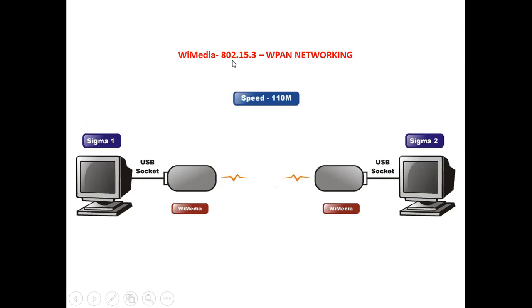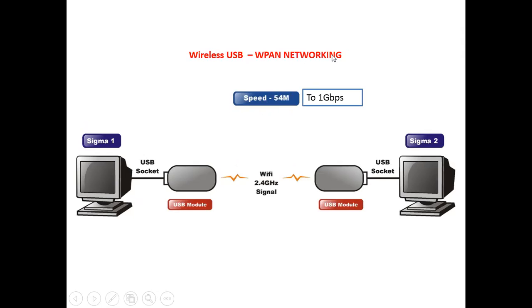Then you have Y-Media 802.15.3 WPAN networking. So you can achieve a speed up to 110 Mbps. So Y-Media trans receiver modules are available, and accordingly you can communicate. Then wireless USB WPAN networking. So speed is achieved from 54 Mbps to 1 Gbps. So such type of dongles are available which work on the principles of wireless USB, that is WPAN networking.